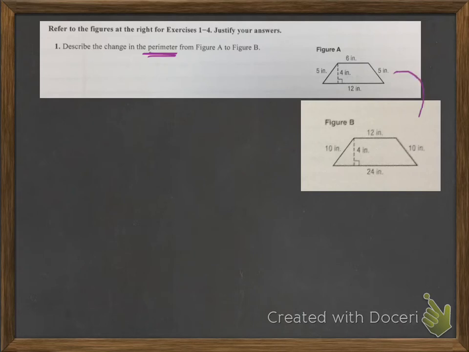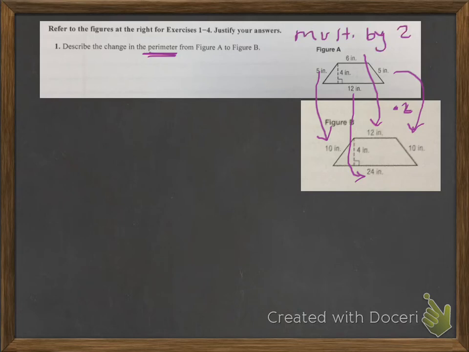So let's look. Between 5 and 10, we needed to multiply by 2. Between 6 and 12, it's multiplied by 2. Between 5 and 10, it's multiplied by 2. And between 12 and 24, it's multiplied by 2. Now notice that the height doesn't change, and that's okay. So what you're looking at here is you have established the relationship that everything, the dimensions, are multiplied by 2. So let's go ahead and write.